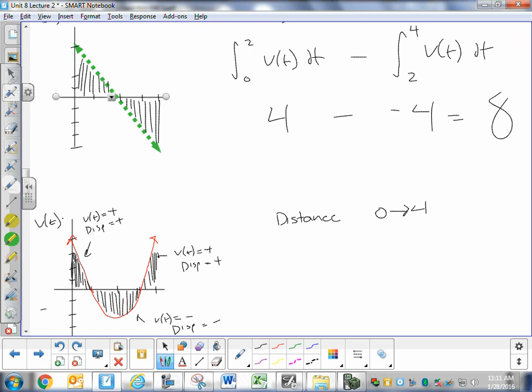Check your answers with the neighbor. Just write all the integrals. I don't know what the areas are. Just write the integrals at least. We don't know what the answer is going to be numerically, but we can write all the integrals down.